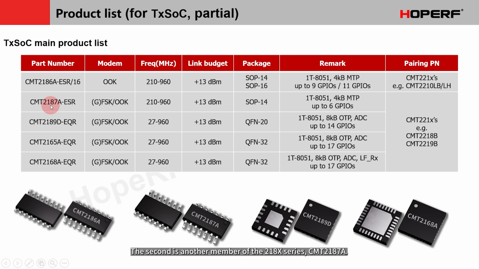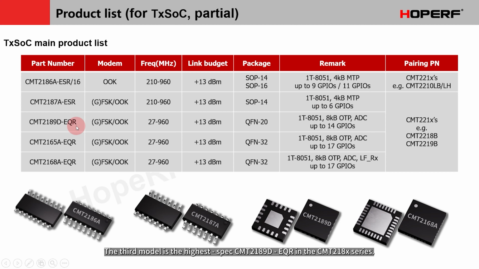The second is another member of the 218X series, CMT2187A. It also uses SOP14 packaging. Compared with the previous one, it adds FSK functionality. The operating frequency range is the same, 210 MHz to 960 MHz. The maximum transmit power is also plus 13 dBm. The MCU resources are the same as CMT2186. But it supports fewer I/O ports, only up to 6.